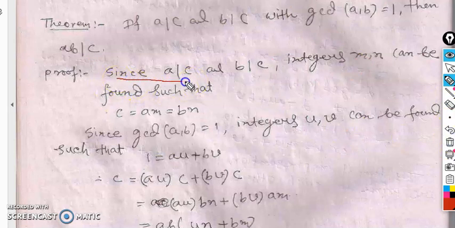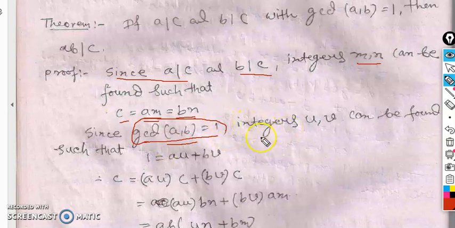Since A divides C and B divides C, there must exist two integers m and n such that C can be written as C = am or C = bn, because A and B both are divisors of C. Since it is given that the GCD of A, B is 1, it's very important. Again we repeat this thing: GCD of A, B is 1.